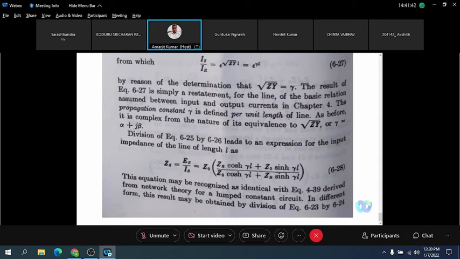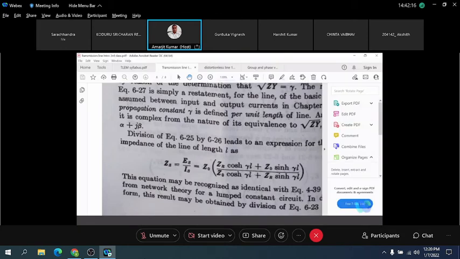Z naught into ZR cos hyperbolic gamma L plus Z naught sin hyperbolic gamma L divided by Z naught cos hyperbolic gamma L plus ZR sin hyperbolic gamma L. If you remember the lumped circuit model, the same form was there for the lumped circuit model also. But there it was gamma. Here it is gamma into L, because gamma is per unit length of the line. So this is the input impedance of the transmission line.